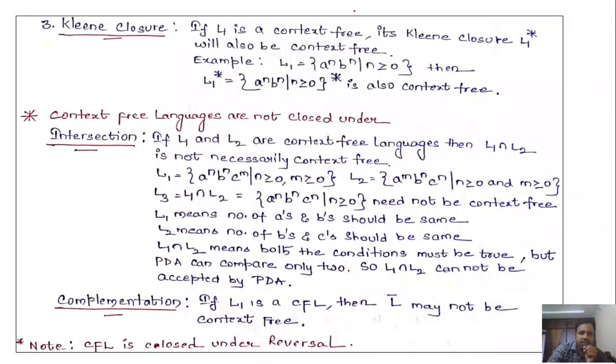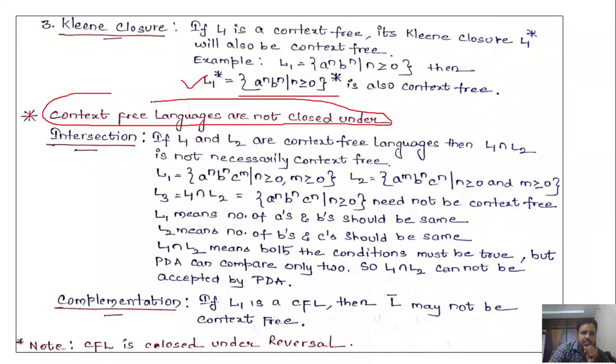Next, Kleene closure. So if L1 is a context-free language, then its Kleene closure will also give a context-free language only. Okay. And next, we can also have intersection. If you perform the intersection between context-free languages, are you going to get a context-free language? We are not always getting a context-free language, right? Why? Because the intersection does not always give a context-free language.